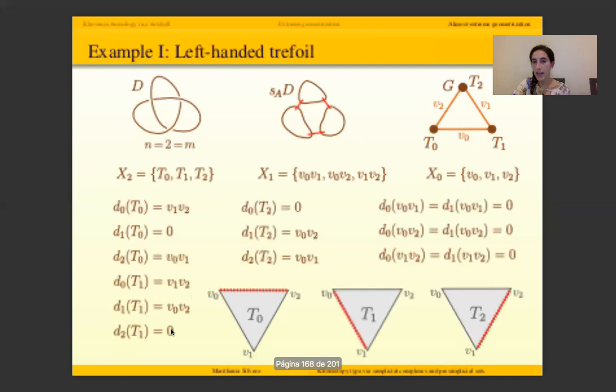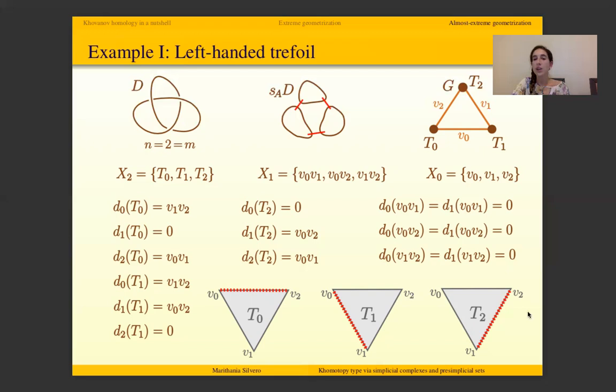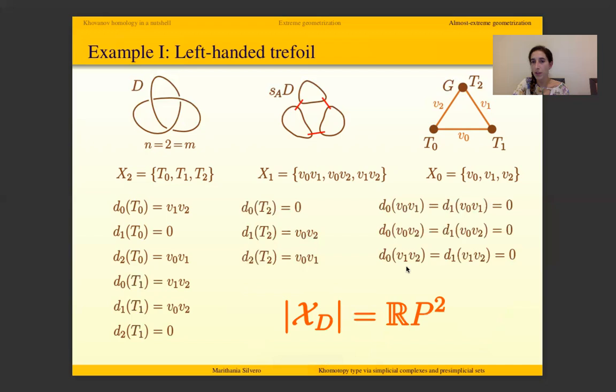And for the differentials on X1, you cannot remove anything because there are no parallel things. You have no two parallel edges, so all face maps here are going to be mapped to zero, okay? So this is what we get. And when we do the geometric realization, we put everything together, what we get is that the partial presimplicial set associated to this diagram has the homotopy type of the projective plane, okay?